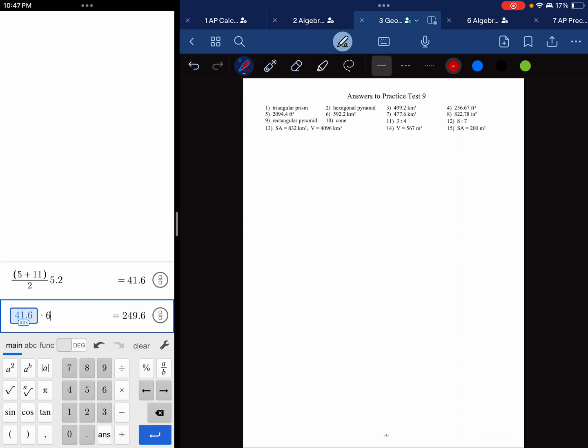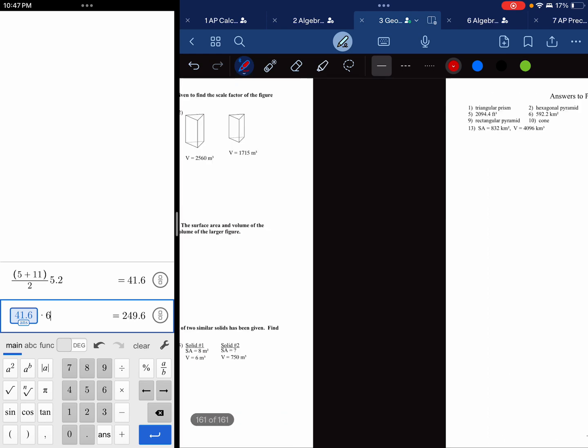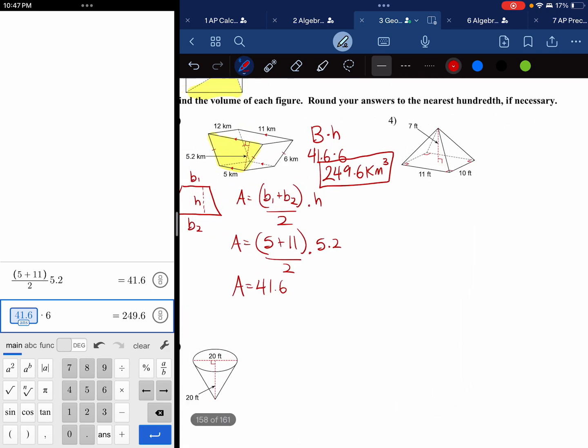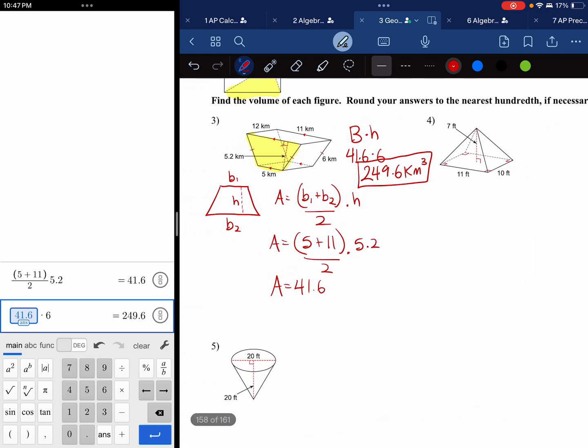I did not get the right answer. That's not good. What did I mess up on? Number 3. 11 and 5. We divide that by 2. We multiply by the height of 5.2. That is the area. And we multiply by the height.